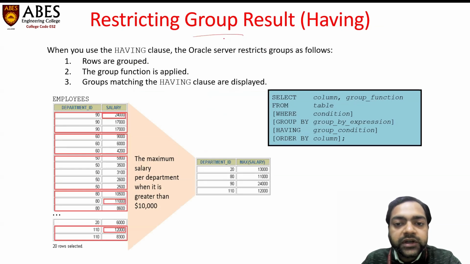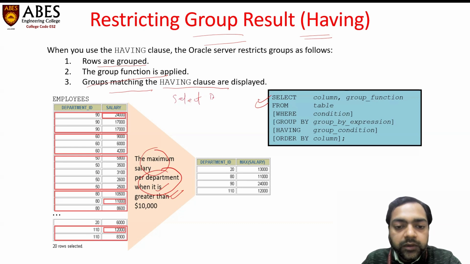Now, how can we restrict group results using the having clause? We have seen that while using the having clause, rows are grouped, the group function is applied, and after that the groups matching the having clause are displayed. Let us take an example here: the maximum salary per department when it is greater than 10,000. First we need to identify for each department what the maximum salary is, right? So what do we write here? Select department id and max of salary, right? From which table?